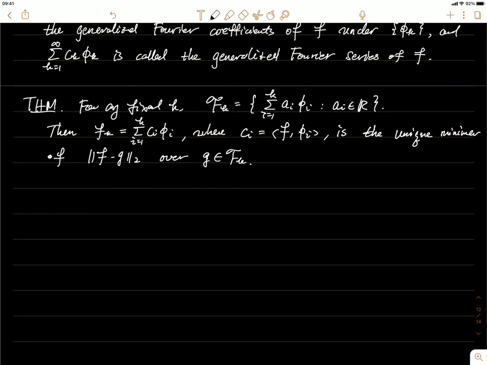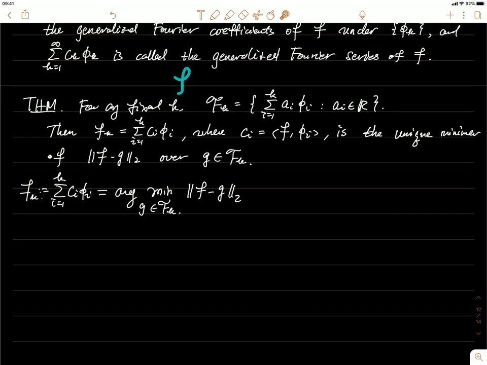Okay, so in other words, I'm trying to find a minimizer of f minus g, where g has to be from the fk. And the minimizer of this must be equal to this sum of ci phi i, i from 1 to k. And then we call this the fk. That just tells us that if we're trying to minimize, we're doing a projection of some f in L2 space onto this subspace of L2, then the unique minimizer, or the projection point, is actually like this. And there's only one projection point, which is this.